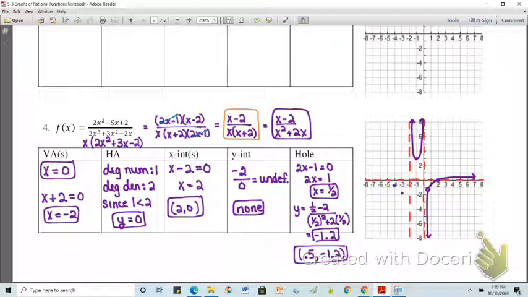I need some points over here. And again, use my lines to help me get my graph. That is it for 2-3. If you have any questions, let me know.